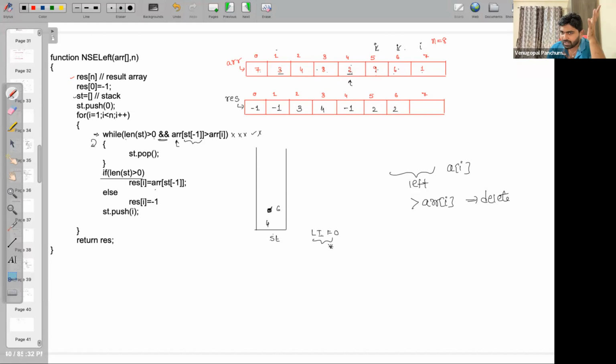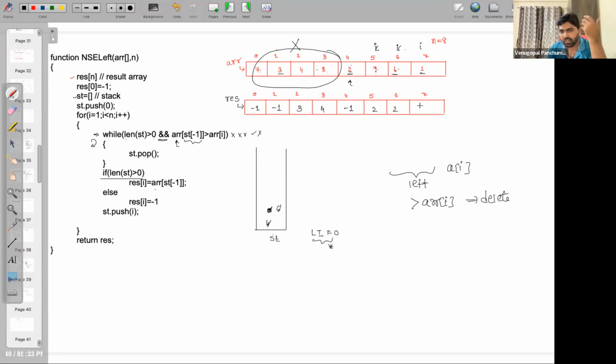So this is not there. 6. Now let me check. Immediate left, 6. Is it smaller? No, right? Then delete from the stack. After that, it is comparing with 4. Is 2 smaller than 1? No. So delete. After that, it is skipping all these comparisons. That is the beauty in the stack. If it is brute force, every element will be compared. We are in hope that I may get a value that is less than 1, but you won't get it.